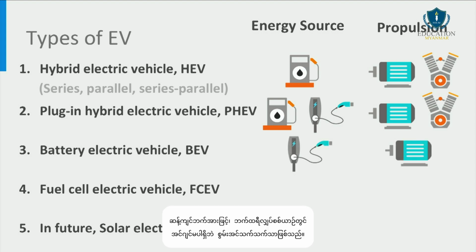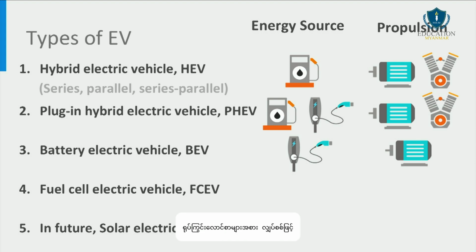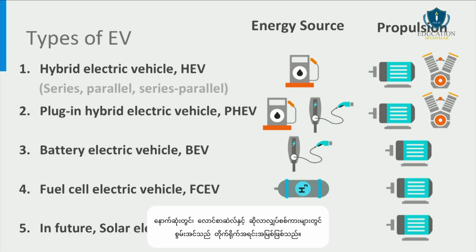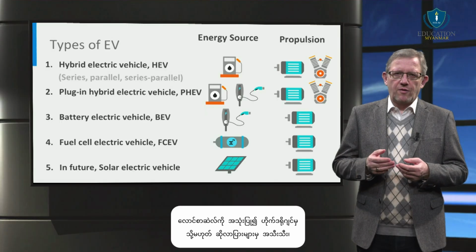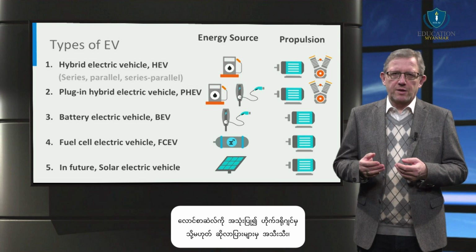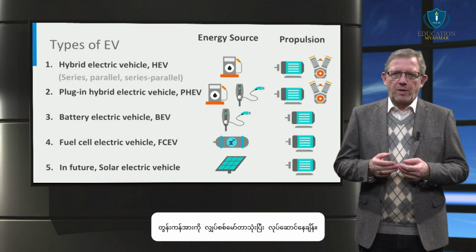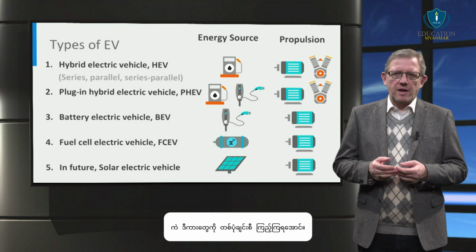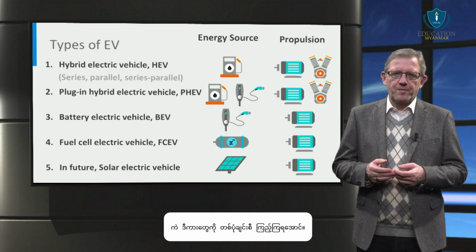In contrast, the battery electric vehicle does not have an engine and is purely powered by electricity instead of fossil fuels. Further, the propulsion is solely driven by an electric motor. Finally, in the case of a fuel cell and solar electric vehicle, the energy is directly sourced from hydrogen using a fuel cell or from solar panels respectively, while the propulsion is done using an electric motor. Now let's look at these vehicles one by one.